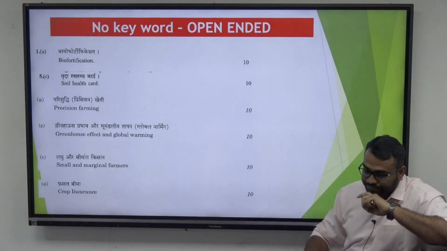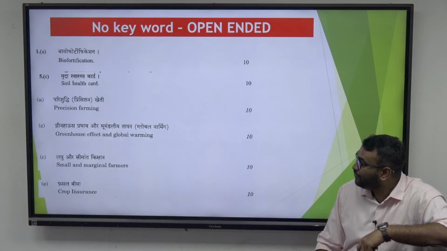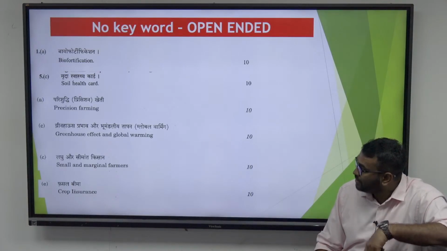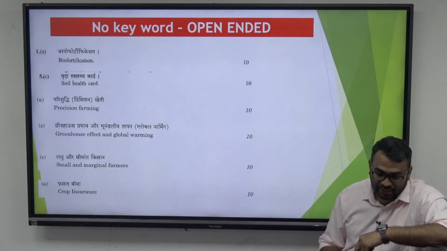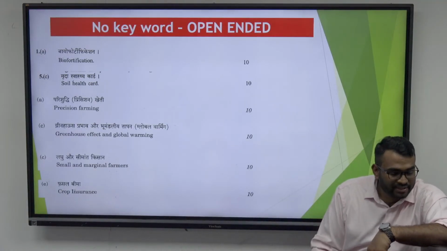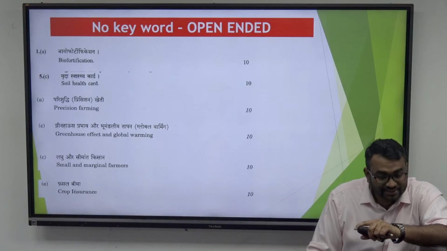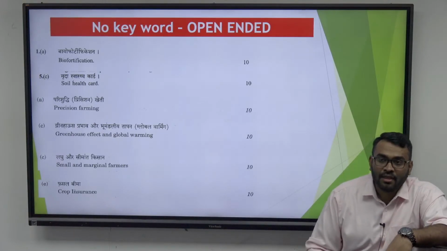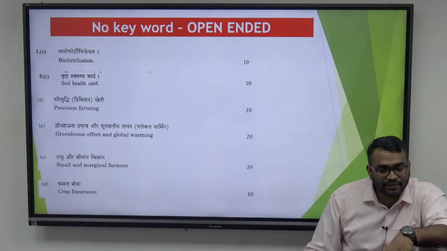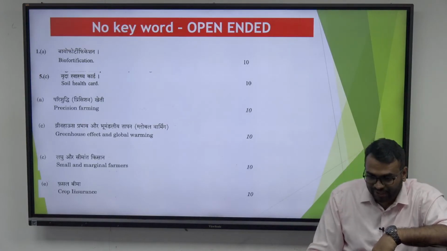For example, biofortification, soil health card, precision farming, greenhouse effect, global warming. Now let's say biofortification. So it is for 10 marks. Basically, biofortification means what? It is a concept-based question, correct? First you have to give the definition.